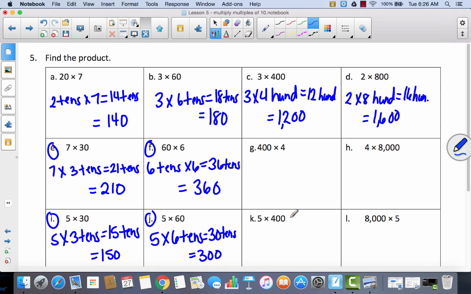I'd like for you to try the last 4. Now be careful because these are thousands, but I think you won't have any issue doing those by yourself. But I want you to try to do them by yourself, and then we're going to come back and check together.